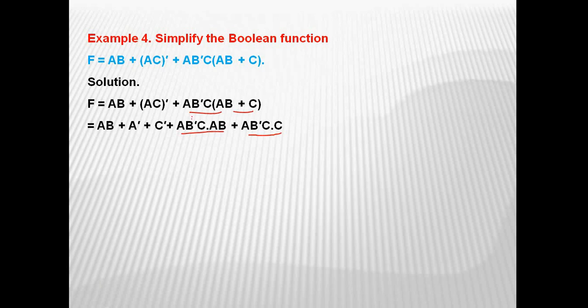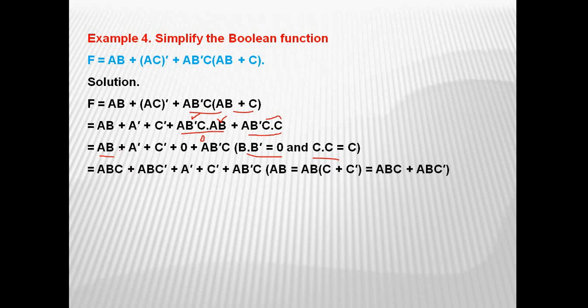In this we are having a b bar term and b term, so this term will become 0, and here we are having c dot c, which can be written as c once. So we will be getting a b c bar because of these two conditions. And next, out of the remaining terms, what we are going to do? In this min term, the variable c is missing, so we are going to add c plus c bar to it. When we multiply by c plus c bar, we will be getting abc and abc bar.